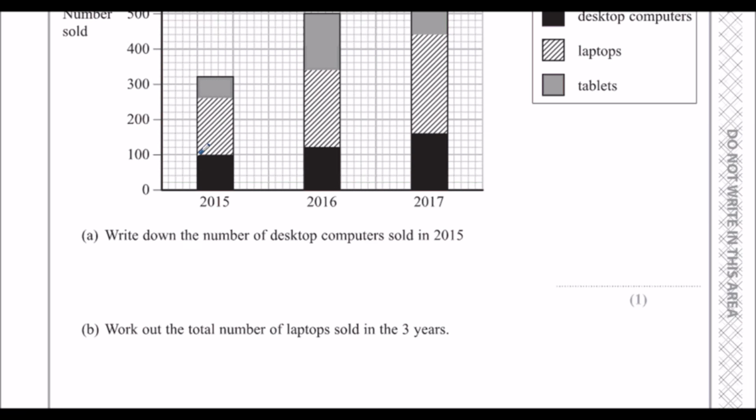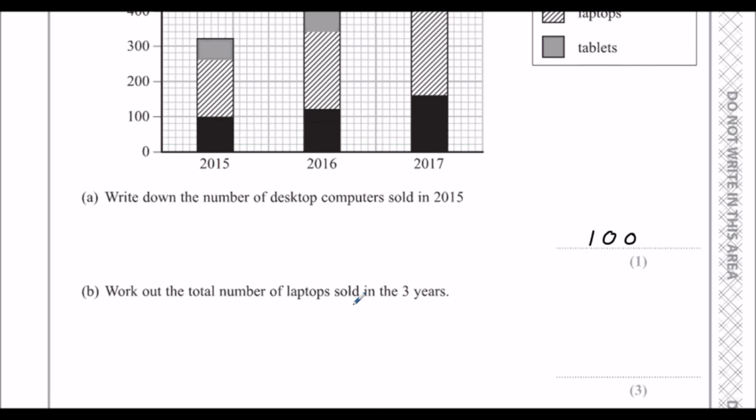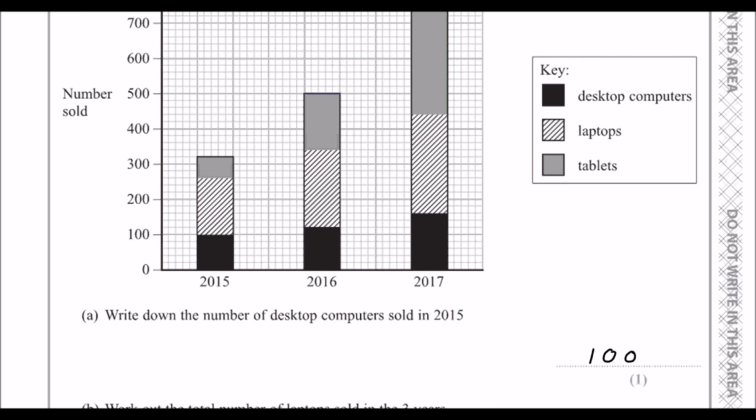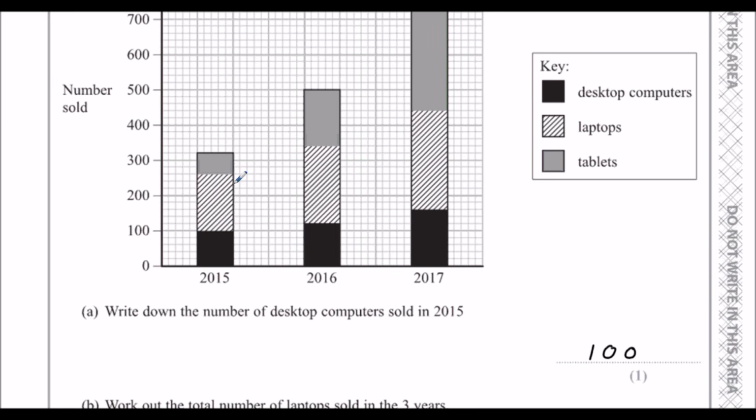Write down the number of desktop computers sold in 2015. So that's the black bit, and it appears to be at 100. So let's say it's 100. So we'll say there's 100 desktops sold in 2015. Work out the total number of laptops sold in the 3 years. Laptops is the diagonal lines. So we need to work out how tall each of these bars are.